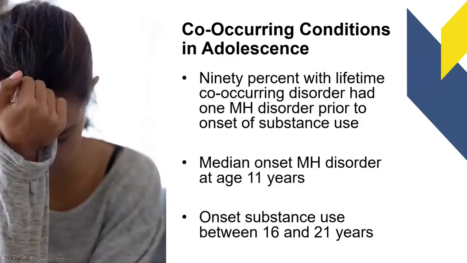Co-occurring disorders in adolescence. I think it's important to note that 90% with lifetime co-occurring disorders had one mental health disorder prior to onset of substance use. 90%. Median age for mental health disorder is age 11, and onset of substance use is between 16 and 21.